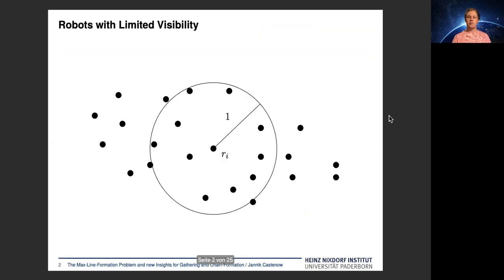In our research, we consider robots with limited visibility. So in our understanding, robots are point-shaped and located in the Euclidean plane. Each robot is able to observe other robots only up to a constant distance. Usually you would model this as a unit disk, so you say a robot Ri can observe all other robots within a disk of radius 1 around itself.